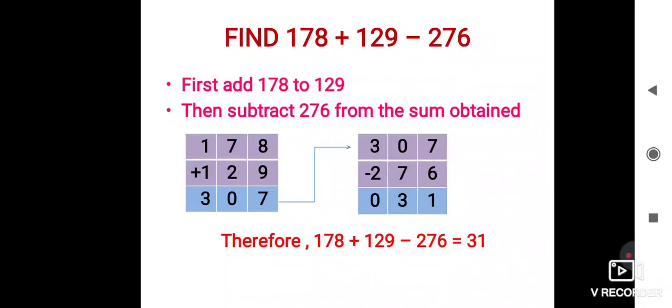See, when you add 178 to 129, you will get 307 as your sum. Now subtract 276 from the sum obtained, that is 307. You will get 31 as the answer. Therefore, the answer of this equation is 31.